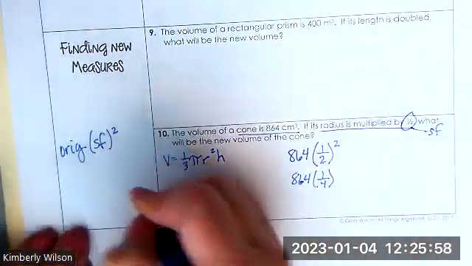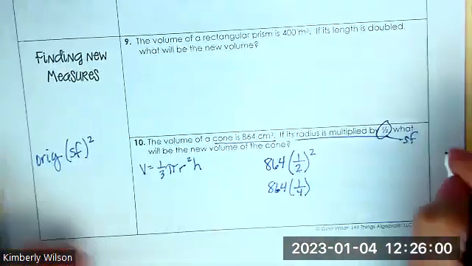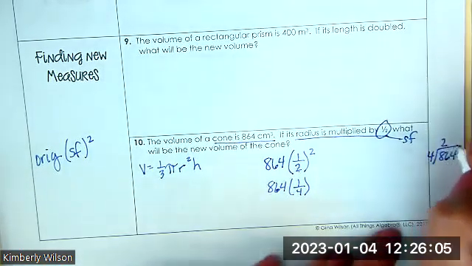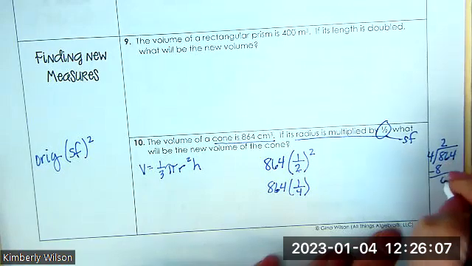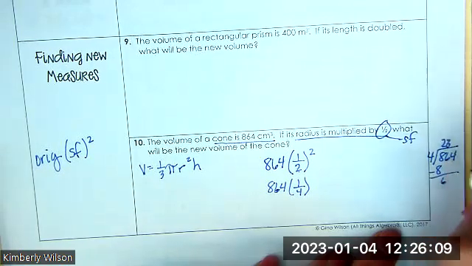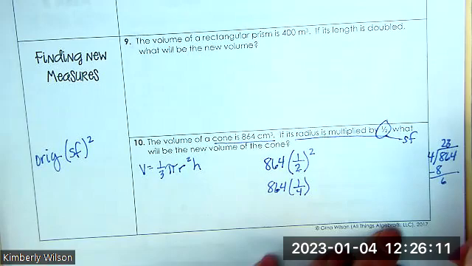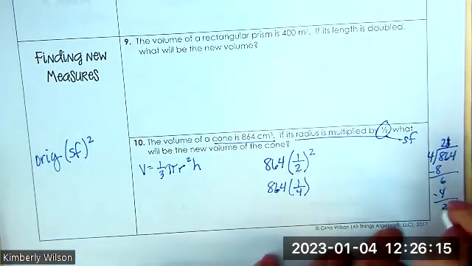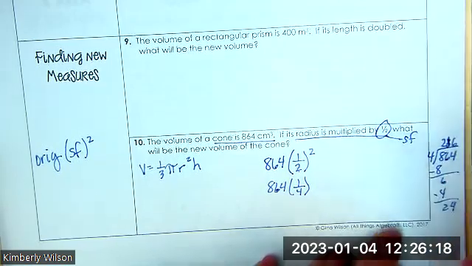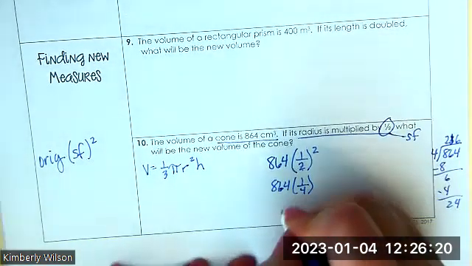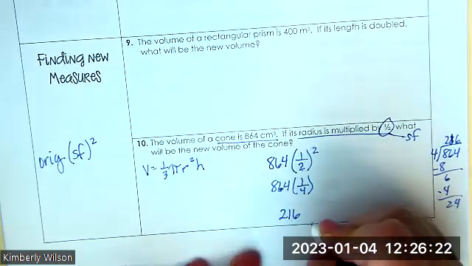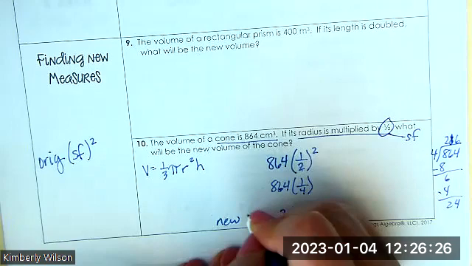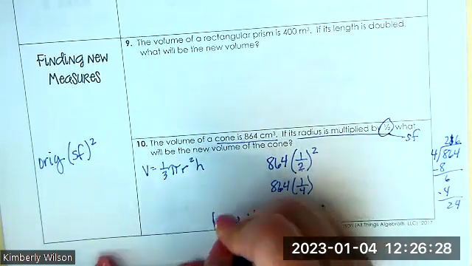So I'm going to have, I can do that over here. 4 into 864. That's 2, 1, 6. So it's 216. So 216 centimeters cubed is the new volume.